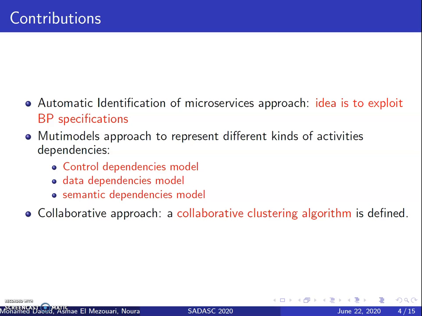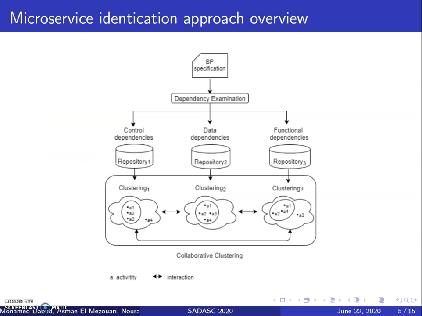that microservices are identified. As shown in this figure, our approach takes a set of BP specification as input in order to first extract different activities dependencies and then capture them into dependencies models. We define three dependencies models: control, data, and semantic.